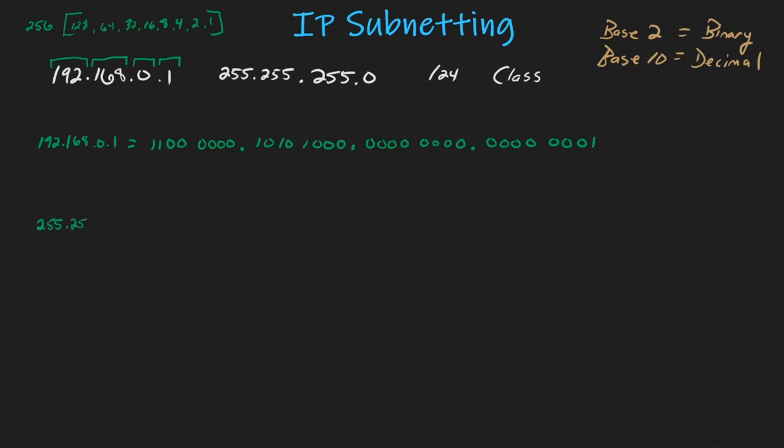Now, down here a little more, we're going to go ahead and write out the subnet mask. So 255.255.255.0 equals 1111. So this is going to be 3 octets of all ones. So an octet is 8 bits. Followed by an octet of all zeros.